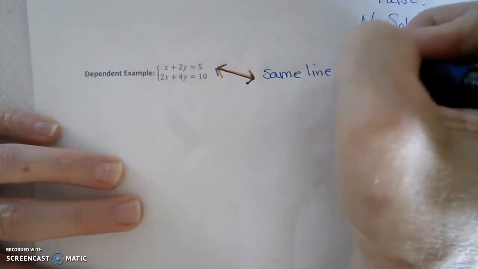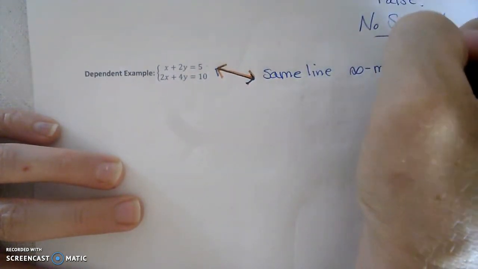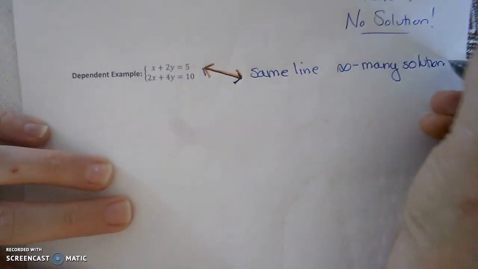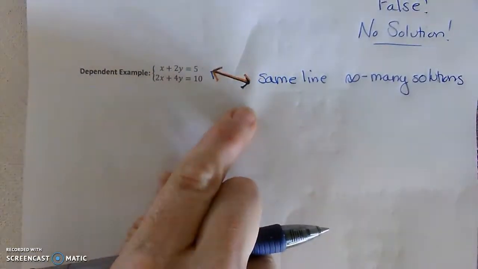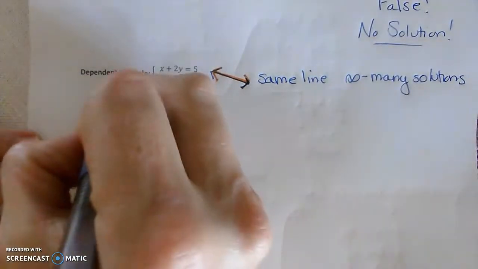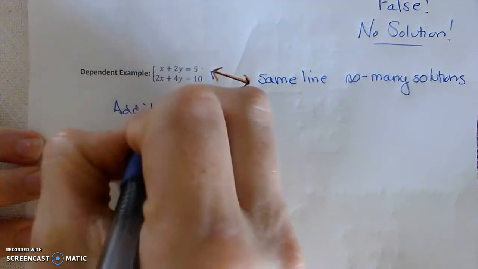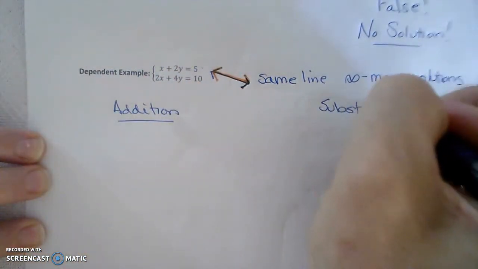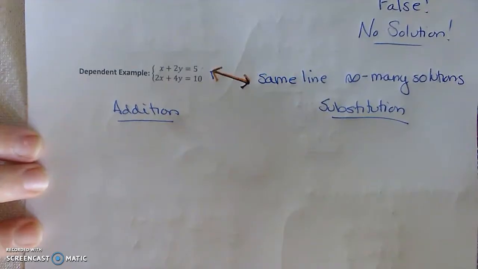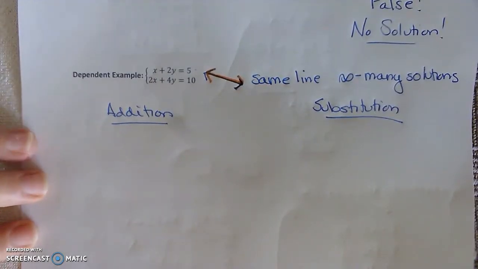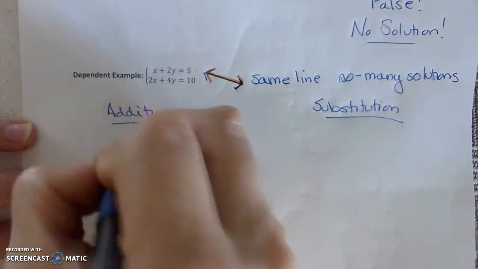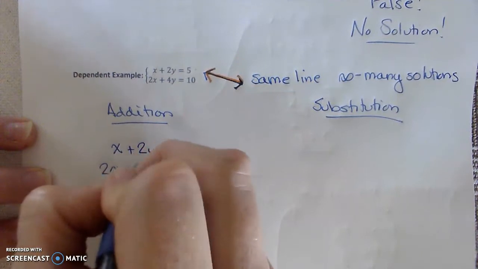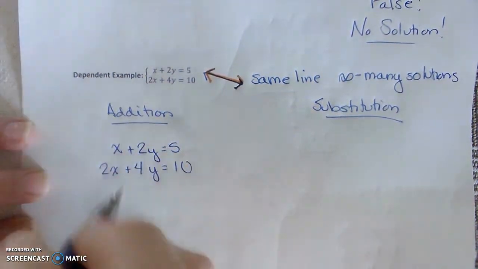And we said in this case that we have infinitely many solutions. So that's if we were to graph it, we would notice that. But what if we were using the method of addition or the method of substitution, and I wasn't anticipating that they'd be the same exact line. So suppose I have x plus 2y equals 5 and 2x plus 4y equals 10.